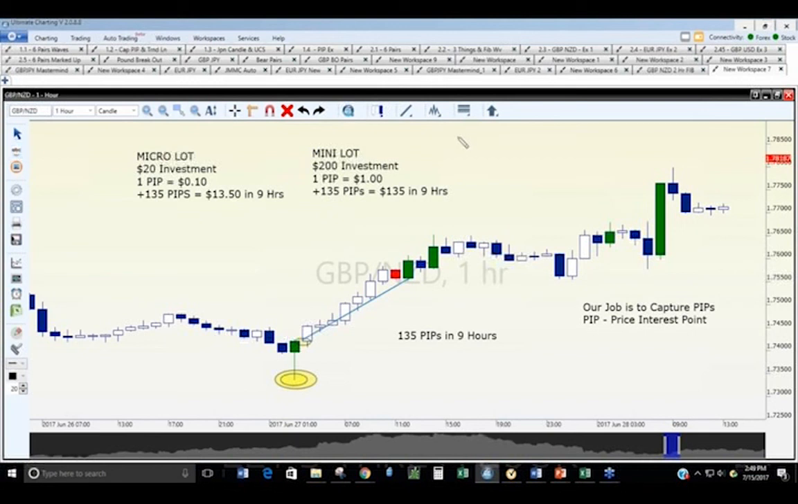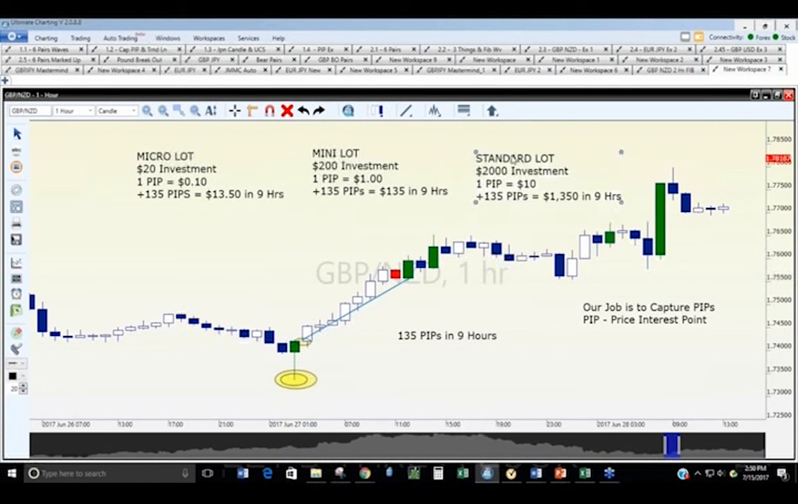You can do this. But what most people aspire to get to is what's called a standard lot. That's kind of once you know what you're doing, you get a little bit more comfortable, and there it is, a $2,000 investment. And there, 1 pip is now going to equal $10. So using this exact same trade, the same 135 pips of movement, you have now generated $1,350 in 9 hours.